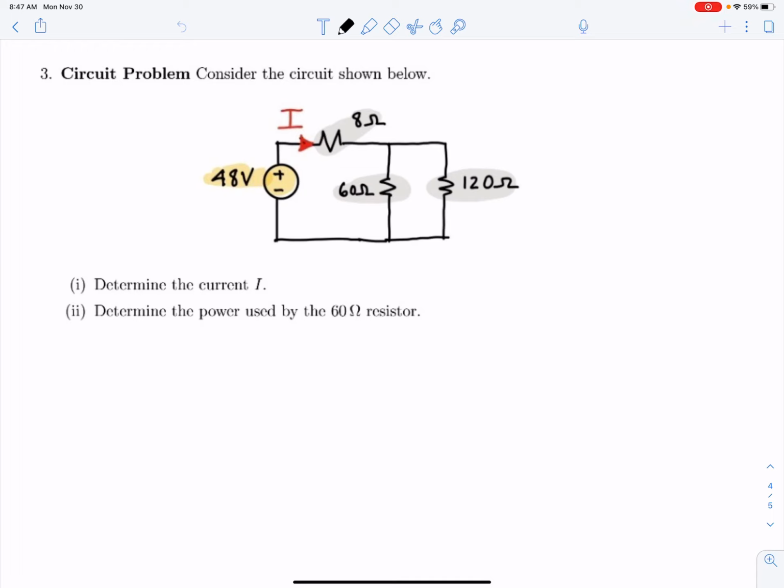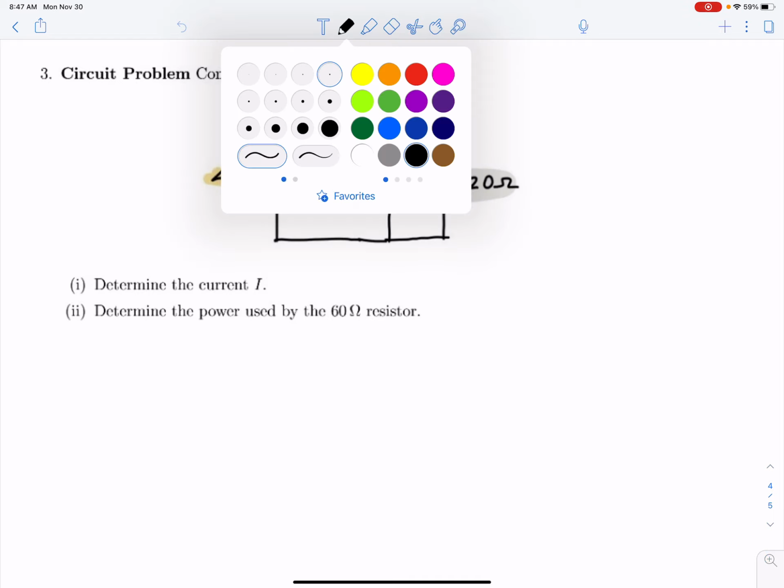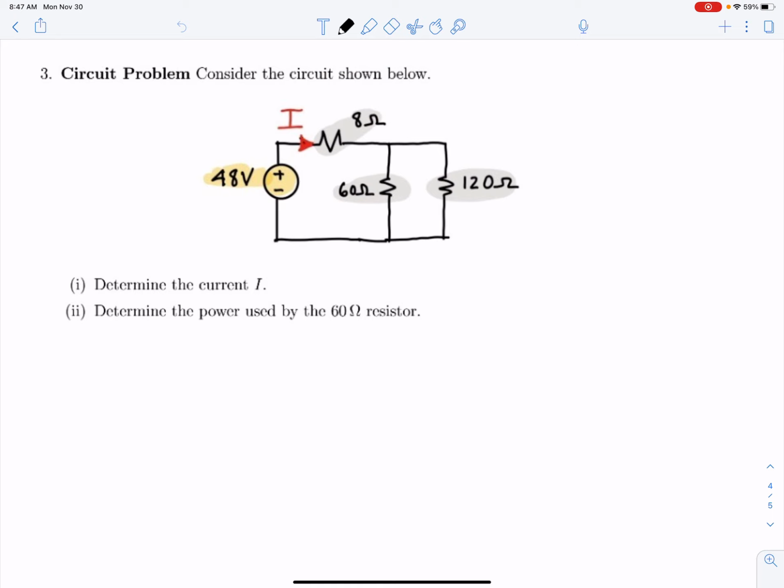Okay, here's a circuits problem from exam 2 that I'd like to walk you through. In this problem, we have this simple circuit that's got two resistors in parallel, and then you find the equivalent resistance there and put that in series with the 8 ohm resistor. All right, and so you're supposed to determine I, the current I. I've already given you a hint on how to proceed.